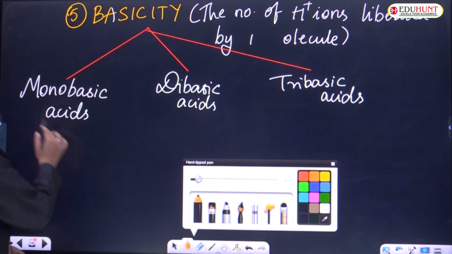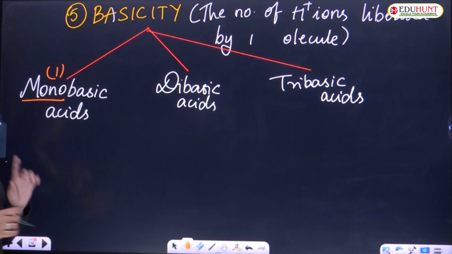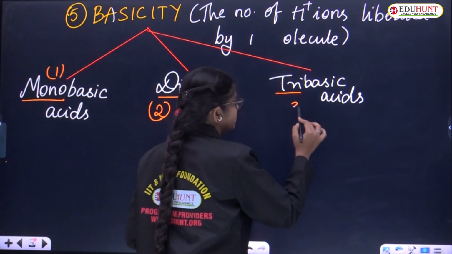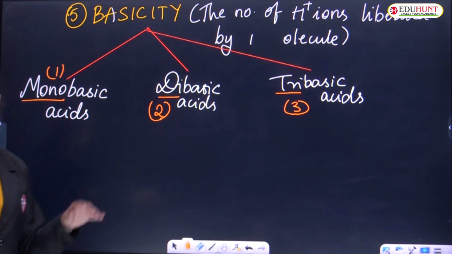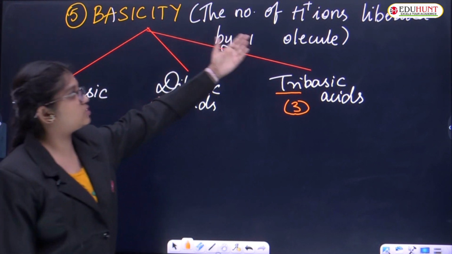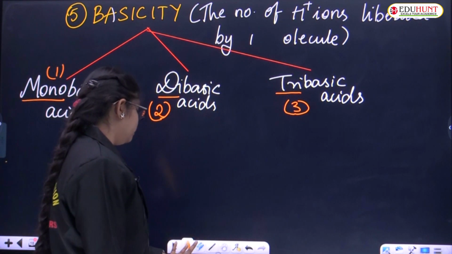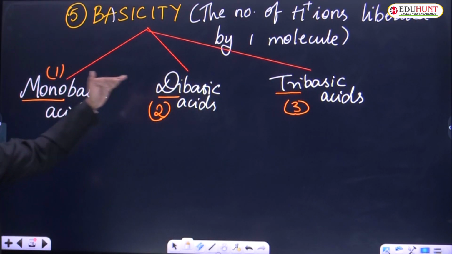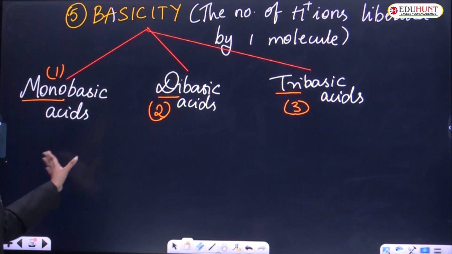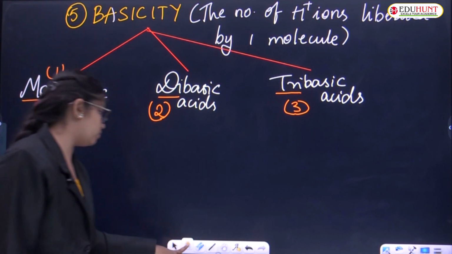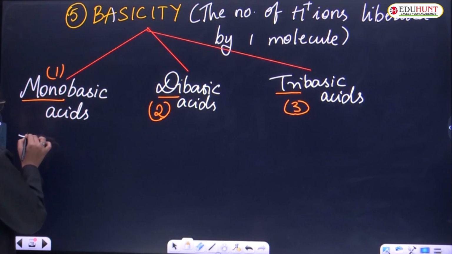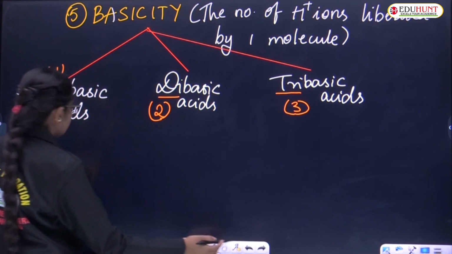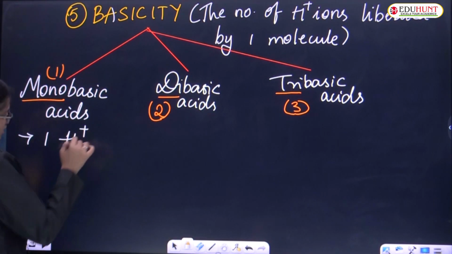So what is the meaning of mono? 1. Very good. What is the meaning of di? 2. Very good. Tri? Yes, superb. 3. So here I give the statement like this: the number of H plus ions liberated by one molecule. Based upon that, you can classify easily. Mono means which contain only one H plus ion. Very good. So those which liberate one H plus ion are called monobasic acids. One H plus only.